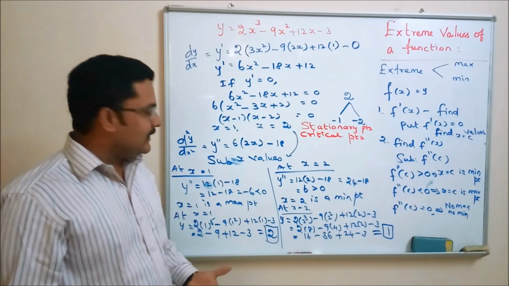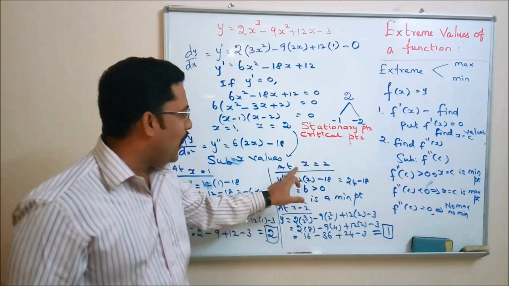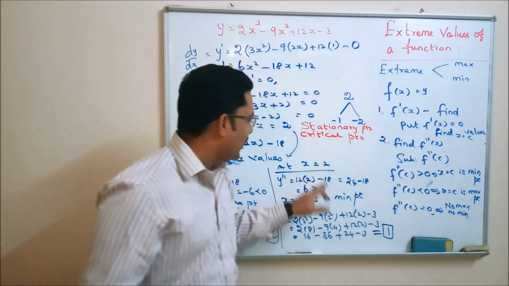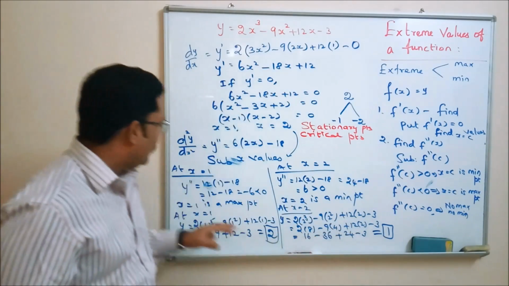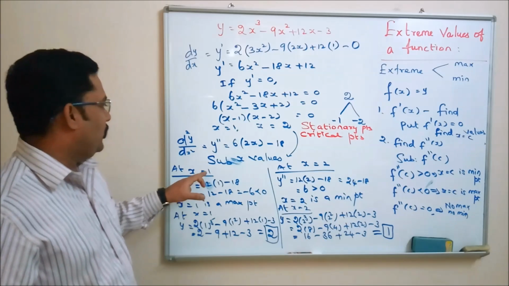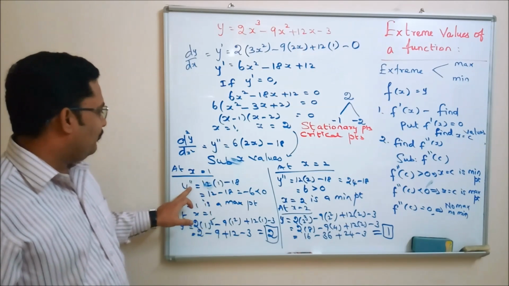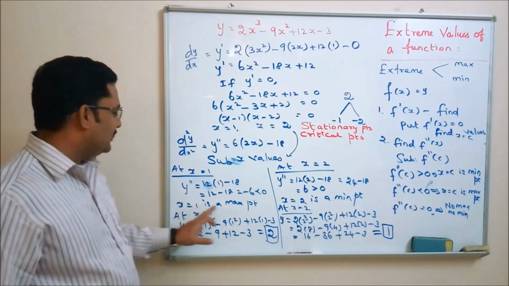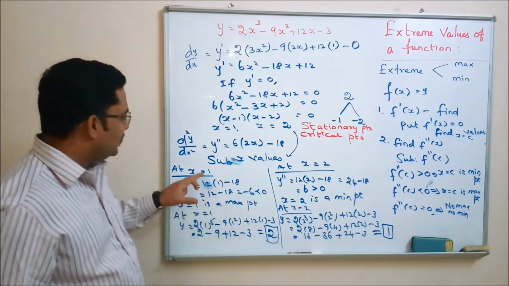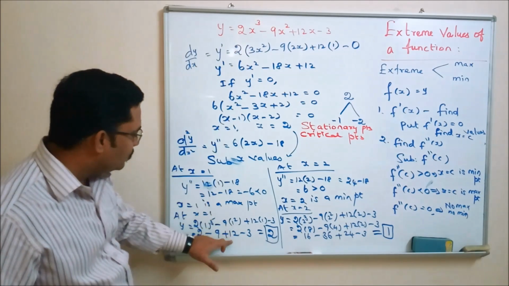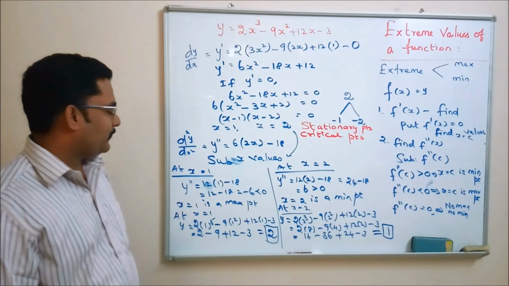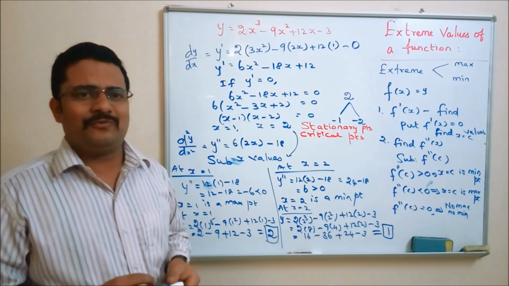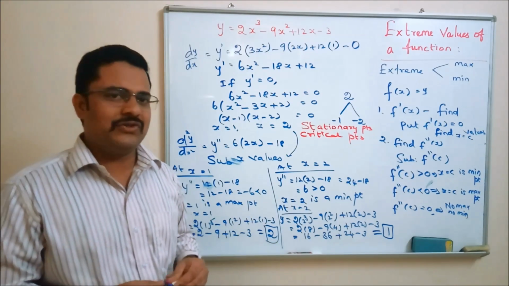See, as we already discussed earlier, this x is equal to 2, where y double dash of c is greater than 0, is a minimum point, and hence it gives the minimum value 1. X is equal to 1, for which y double dash at 1 is less than 0, that is negative, gives x is equal to 1 the maximum point, and hence while substituting in our function, this gives the maximum value. So these are the steps we are following in order to find the maxima and minima, that is the extreme values of a function.